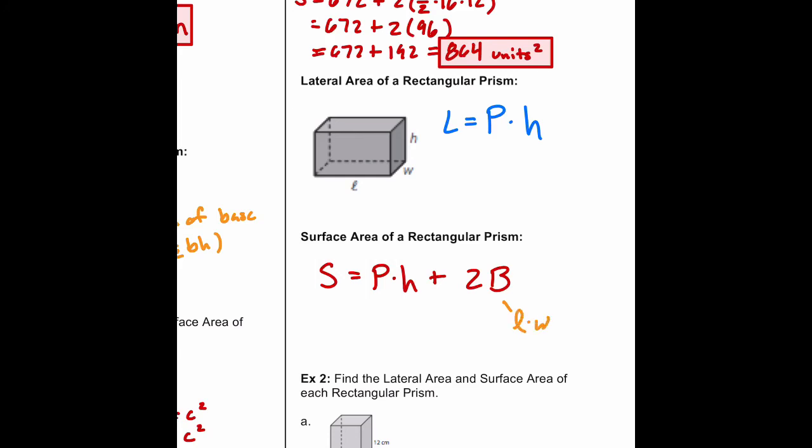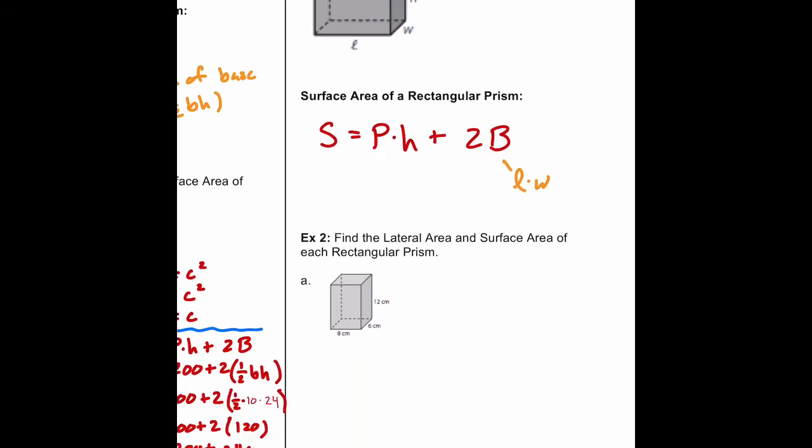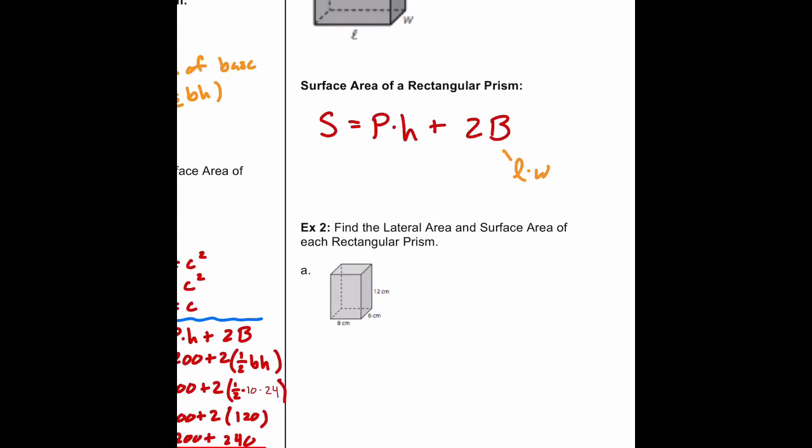Okay, length times width, so it's no longer 1/2 base times height, because it's not a triangle anymore. Let's take a look with numbers here. First, notice we've got the rectangular prism because the base is a rectangle. So we can jump into finding the lateral area here.